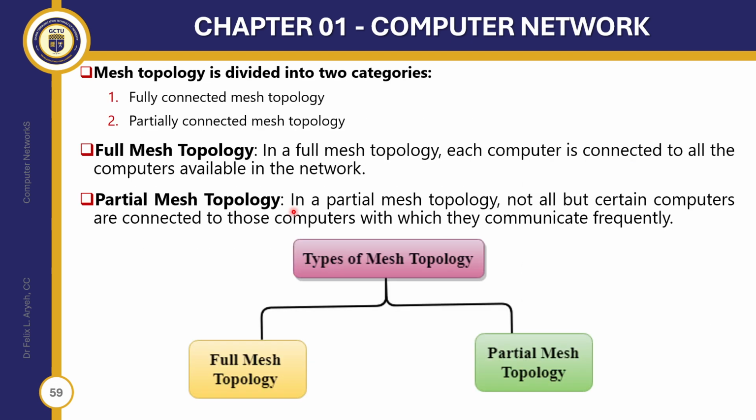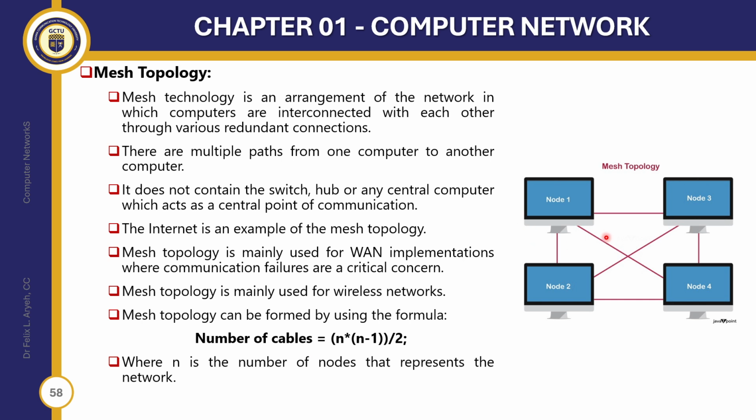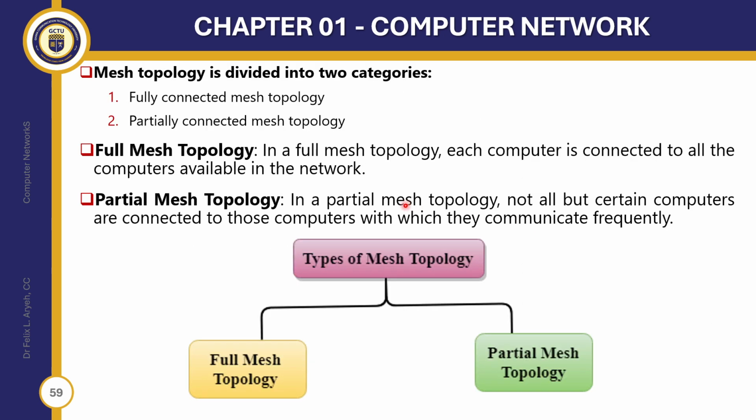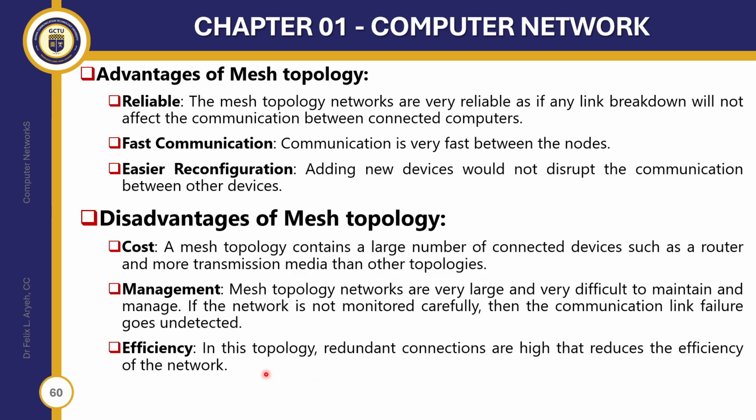But for the partial, not all, but certain computers are connected to those computers with which the communication is quite frequent. So if I talk to you always, then I establish a connection with you. So in this case, if node 1 does not talk to node 4 a lot, they will not establish a connection with this. So it becomes a partial mesh topology. So these are the two main types of topology, partial and full mesh topology.